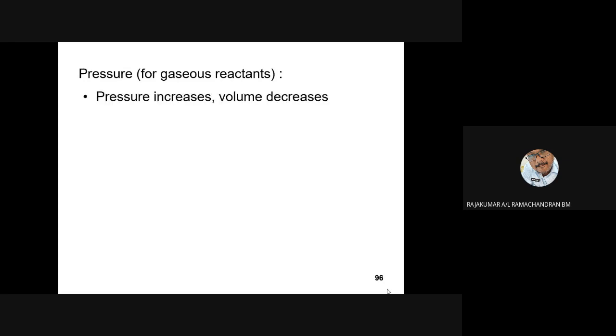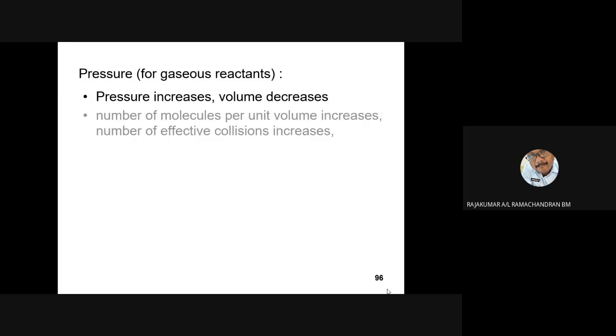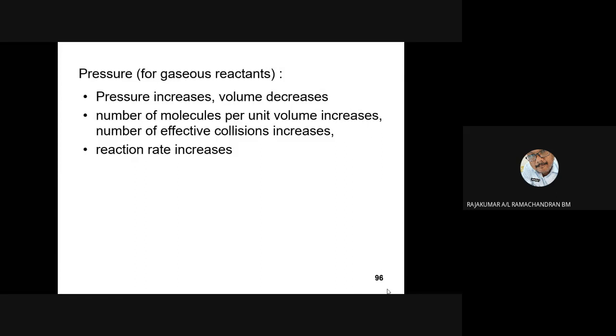So bila pressure bertambah, isi padu berkurang, number of molecules per unit volume increases, number of effective collision increases, thus the rate of reaction increases. So similar to concentration, cuma perbezaannya adalah reactant kita dalam fasa gas lah. And then we will have same explanation, except the first point a bit different here, because we know that pressure is inversely proportional to volume. So when we increase the pressure, the volume would decrease. Okay, that leads to the number of effective collisions being increased.